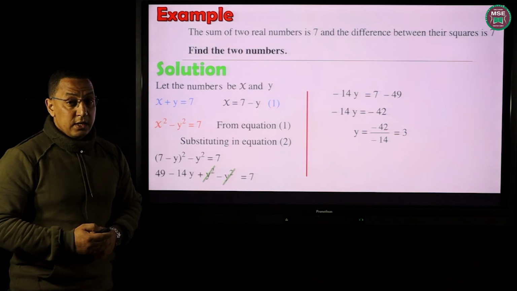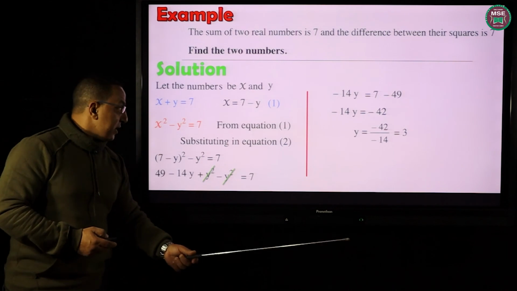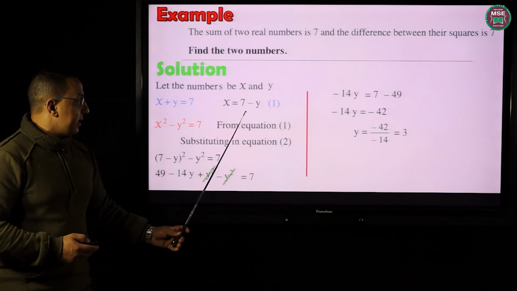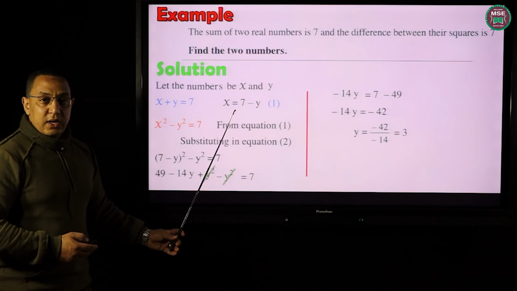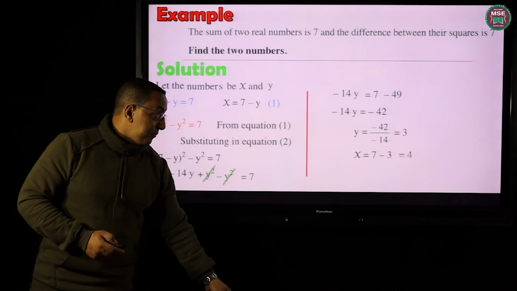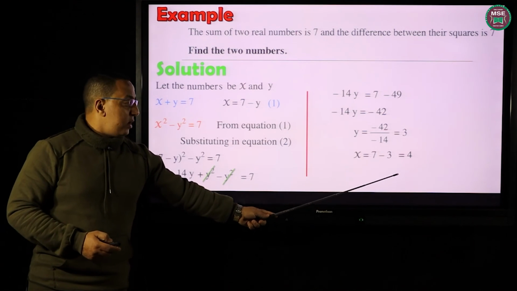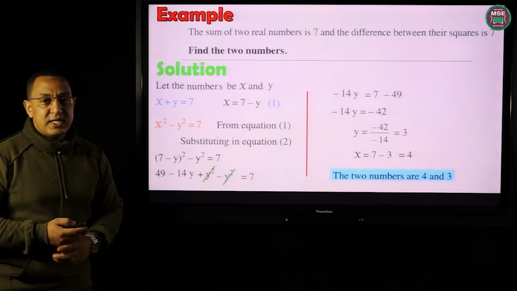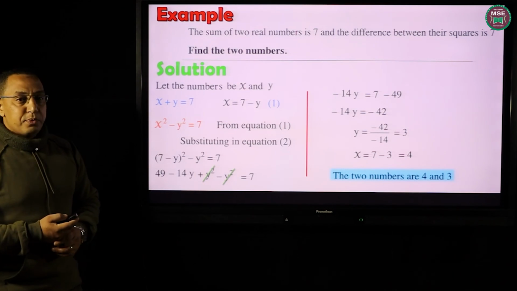Back to the first equation, x equals 7 minus y, so x equals 7 minus 3. So x equals 4. Now the two numbers are 4 and 3. And this is the solution of this word problem.